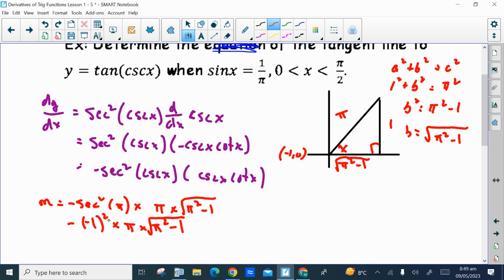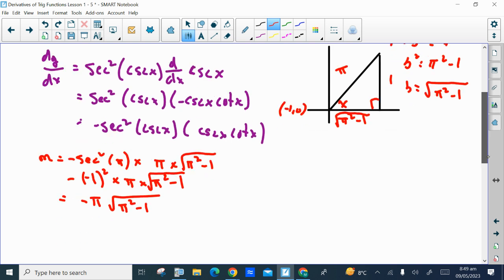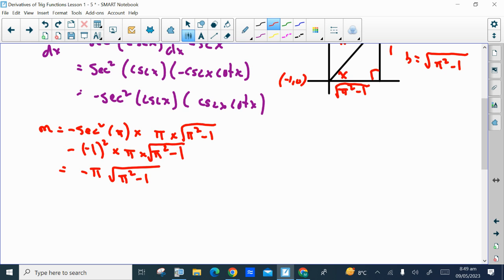And so when you square the negative 1, obviously that's 1, but the negative sign in front of that will keep it negative. So it'll be negative pi times the root of pi squared minus 1. So there's the value of the derivative at the point where the sine of x equals 1 over pi in the first quadrant. It gives us the slope of the tangent.